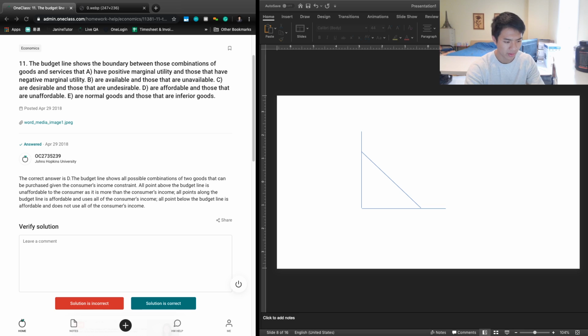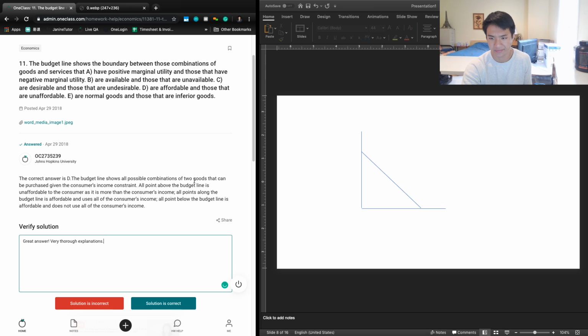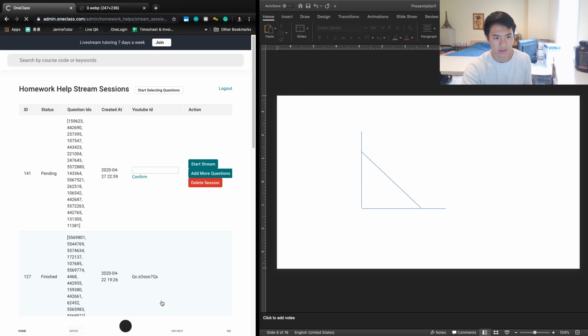This is a great answer. Very thorough explanation. And yeah, they hit the nail on the head with this one. Explained all 3 regions of the graph just like I did, and that's what you have to understand when looking at a budget line. So we're going to say that's correct, and it looks like that wraps up all the questions we had marked out for today. So hopefully that was helpful, guys.